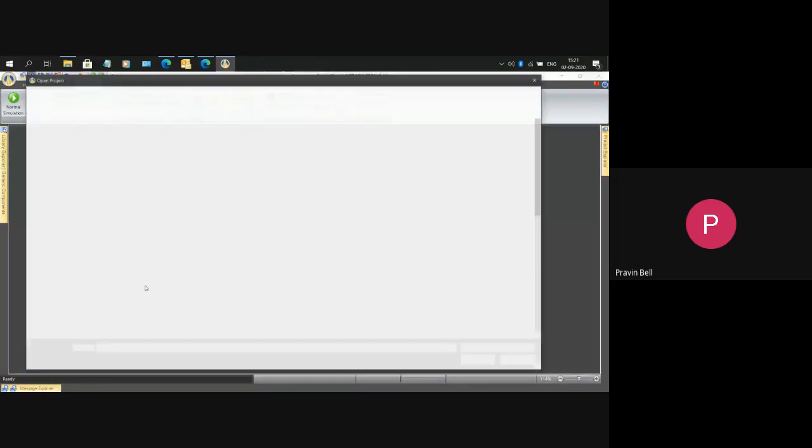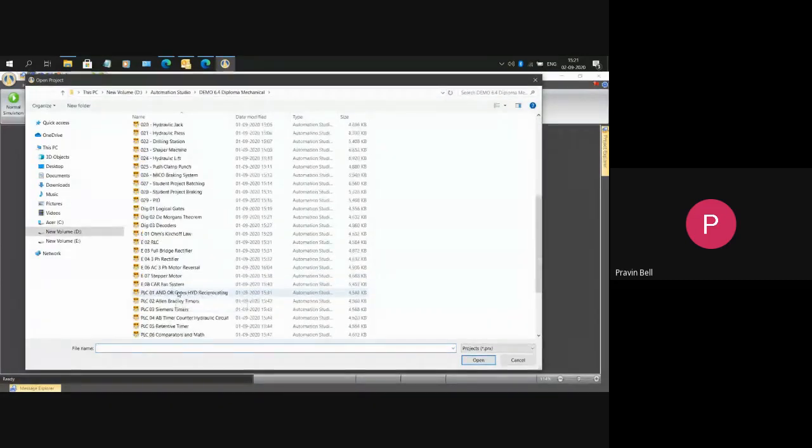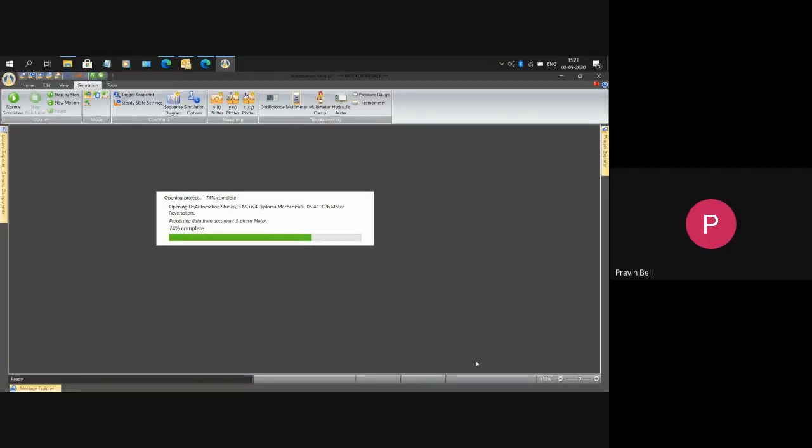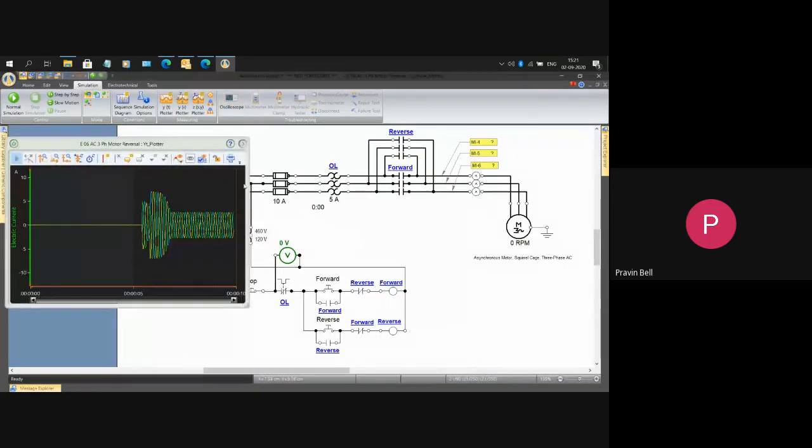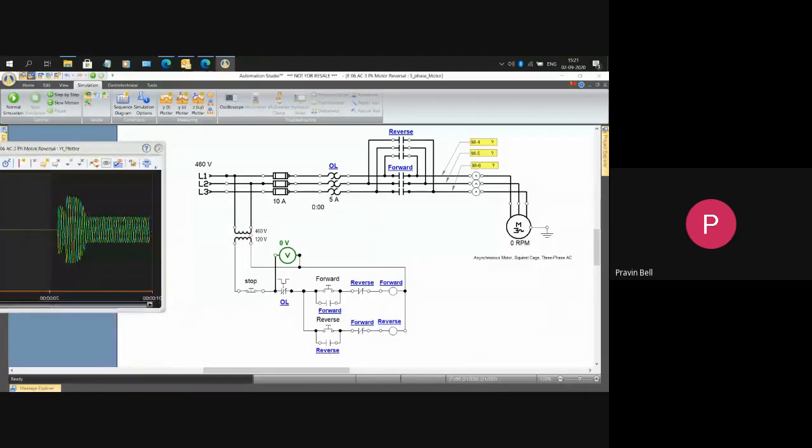Okay. In electrical, in one section, I saw electrical actuators and control circuits of three-phase motors. So in that case, we can build a system for, let's say, a three-phase motor reversal circuit. I'll show you how that behaves in Automation Studio. So this is a circuit of a three-phase motor reversal.